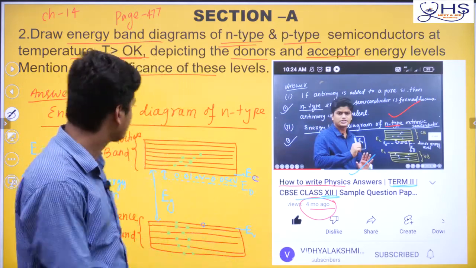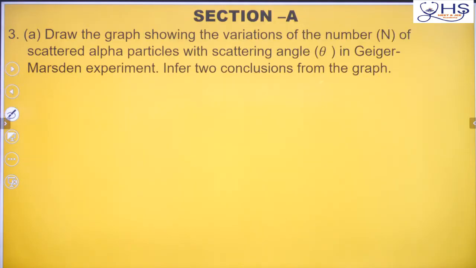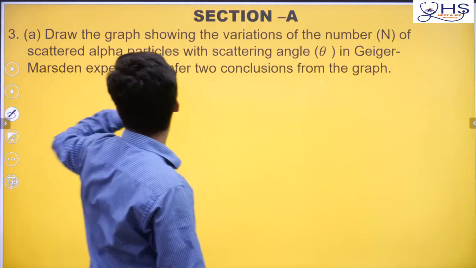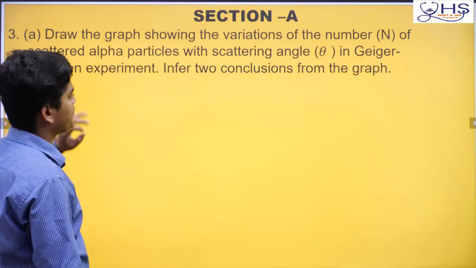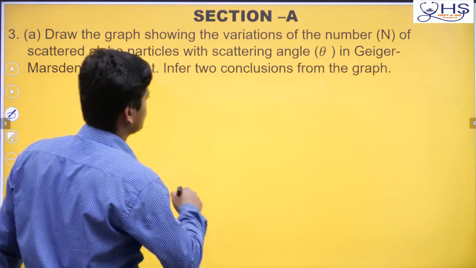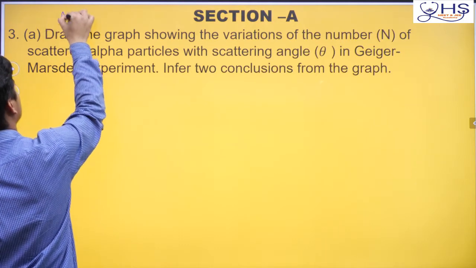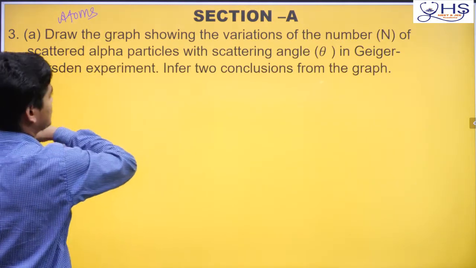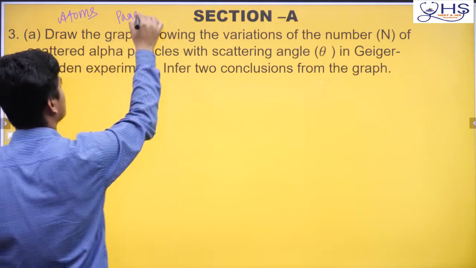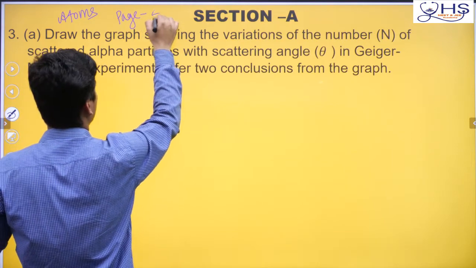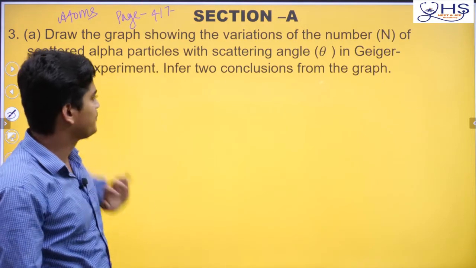Now I will go to the next. Come to question number 3. Draw the graph showing the variation of the number N of scattered alpha particles with scattering angle theta in the Geiger-Marsden experiment, and state the inference or conclusion. Which chapter is this? It is Atoms. In this Atoms chapter, in the NCERT 2019-20 edition, the page number is around 417. Some page displacement can happen, but check around page 417.